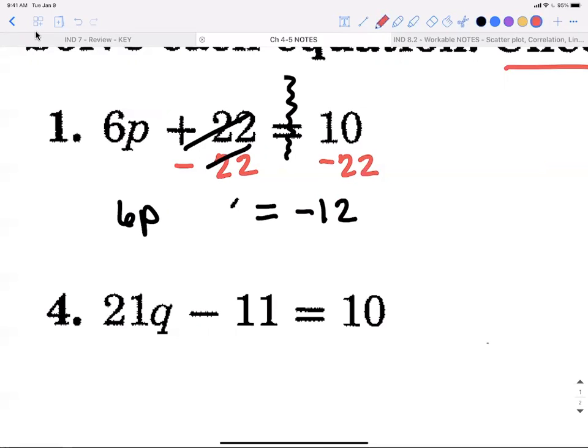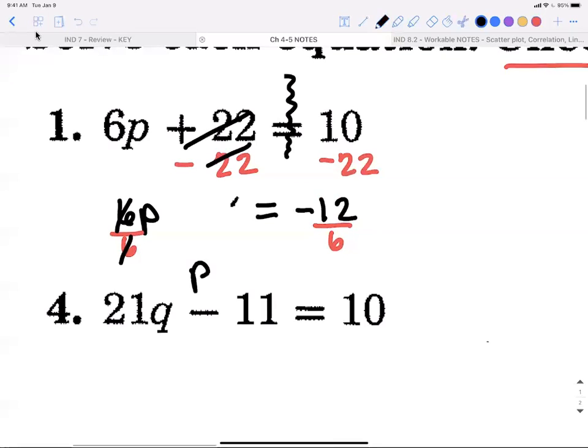Now is that our final step? We have nothing else over on the side with the variable except the 6. Now it's time to break that strongest bond. It's multiplication, which means we divide, and we divide. And when we do that, the 6 and the 6 reduce to 1, or in essence, go away, right? Leaving us with the P.